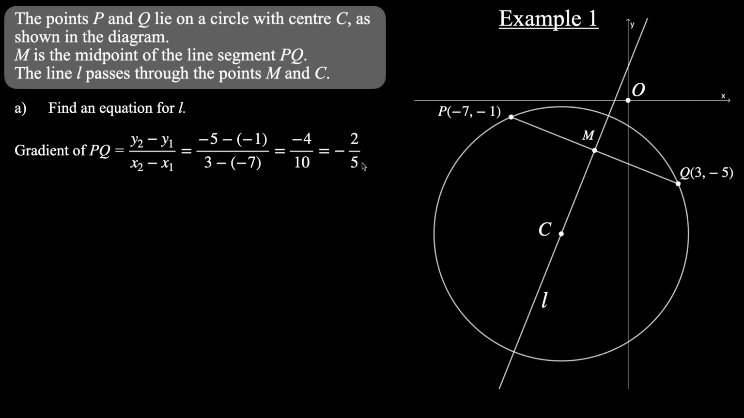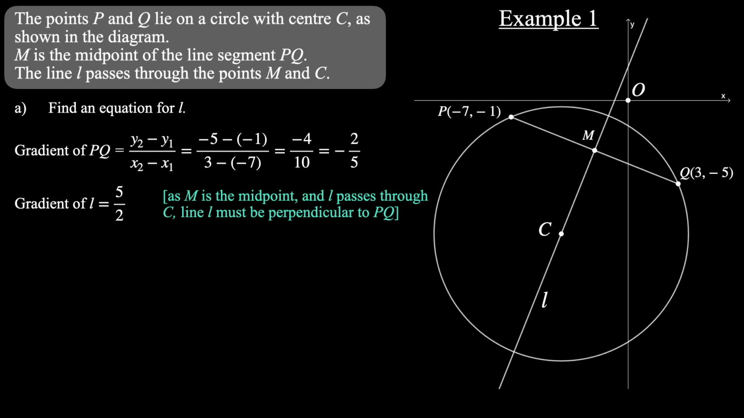Can you tell me what that would be? That's right, it would be 5 on 2. So the gradient of L is 5 on 2, and here we need to state our reasoning. So we say as M is the midpoint and L passes through C, which is the center, line L must be perpendicular to PQ. So we should always give reasons for our working out when answering these types of questions.